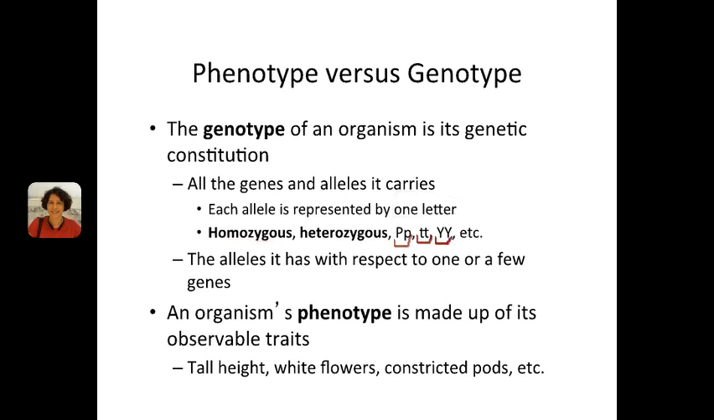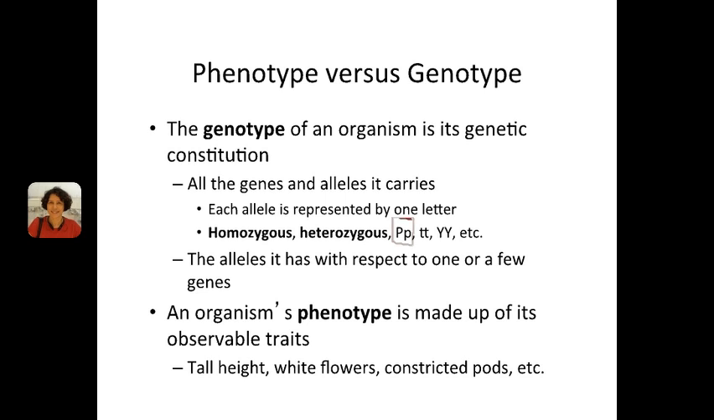The genotype can be either homozygous or heterozygous, and if it is homozygous, it can be homozygous recessive, like this one in the middle, little t, or it can be homozygous dominant, like this last one here, big Y. And if it is heterozygous, then it has 1 copy of each of the two alleles. So big P, little p is a heterozygous genotype.